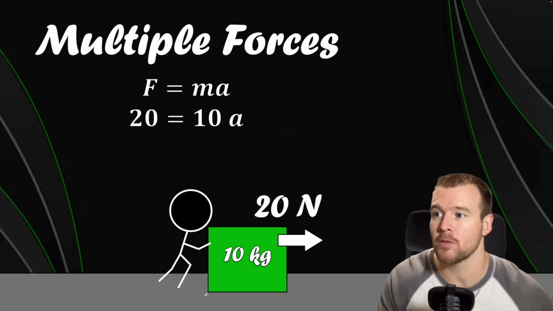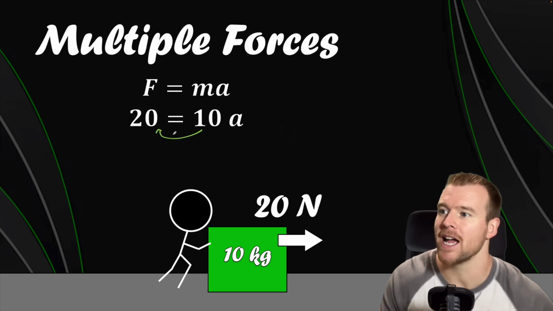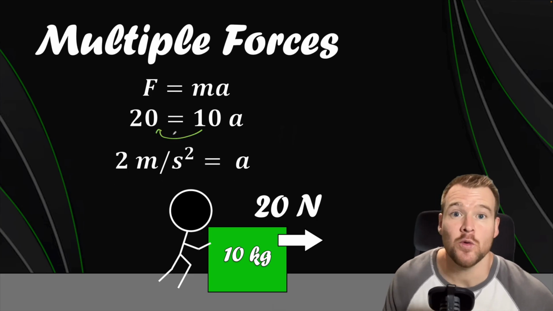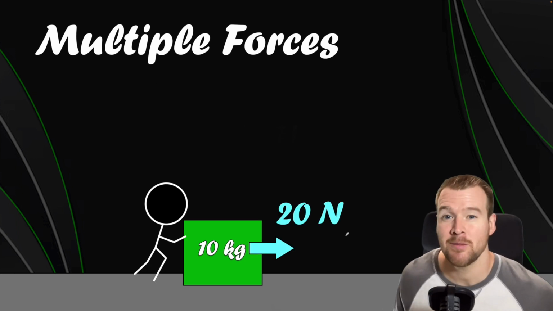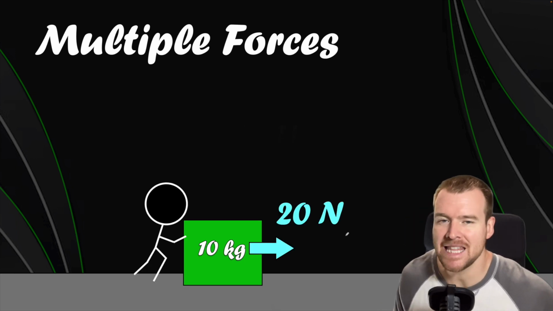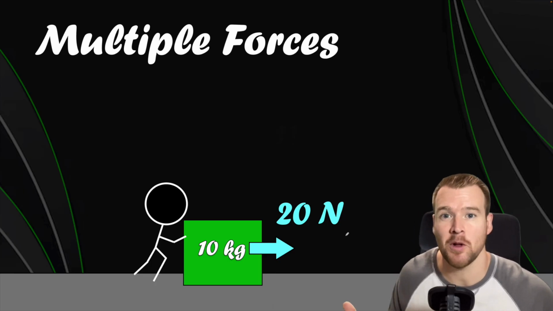So let's plug in our numbers. We have 10 for our mass, 20 for our force. We'll just divide by 10. We get 2 meters per second squared for the acceleration. Not too hard of an example. But now we'll look at the topic of this video, and really the fundamental skill for this entire chapter, which is how do you handle multiple forces.